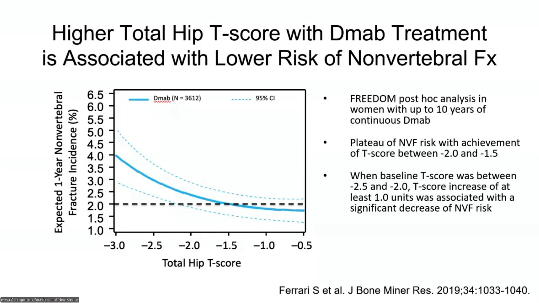And maybe there's not a whole lot of additional benefit to try to push the bone density much higher than minus 1.5. Also, it was shown that when baseline T-score was between minus 2.5 and minus 2.0, a T-score increase of at least one T-score unit was associated with a significant reduction in non-vertebral fracture risk.